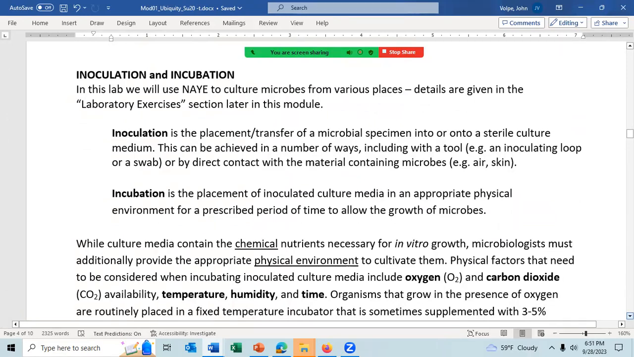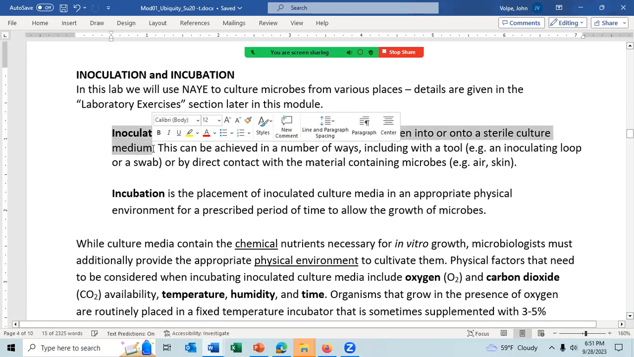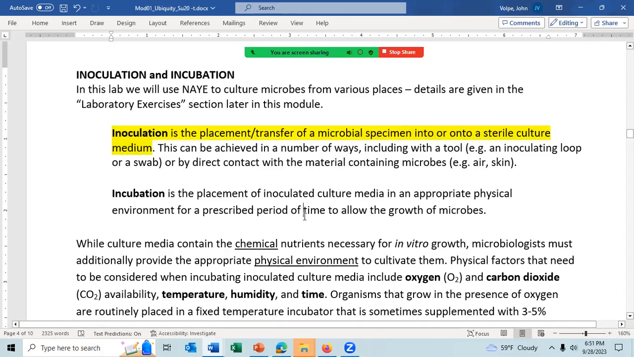Inoculation is the placement or transfer of microbes into a sterile culture medium. So we inoculate our culture medium with the organism we want to grow. And then how you make sure it's sterile is you sterilize your instruments.